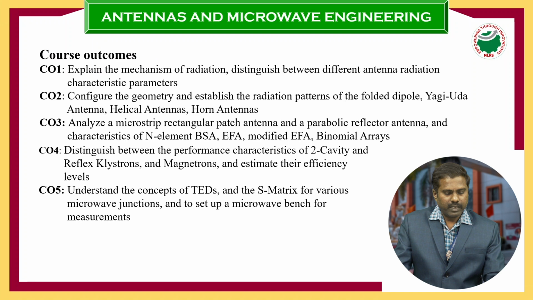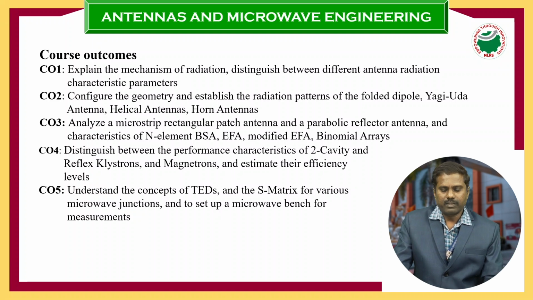Now we are discussing the course outcomes. The course outcomes depend upon the modules of the course structure. We have 5 modules in antennas and microwave engineering, so we have 5 course outcomes. The first one is the mechanism of antennas, how they are constructed, on what basis they are constructed, and the parameters to construct the antennas.